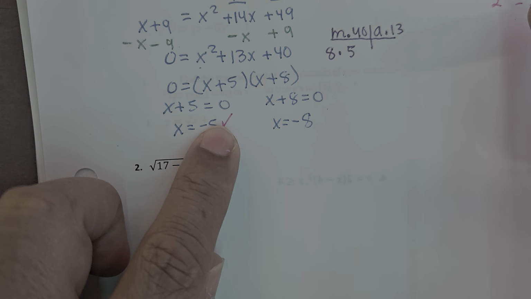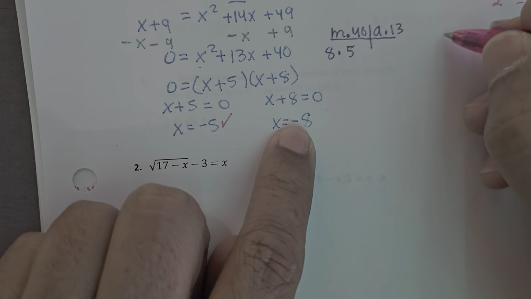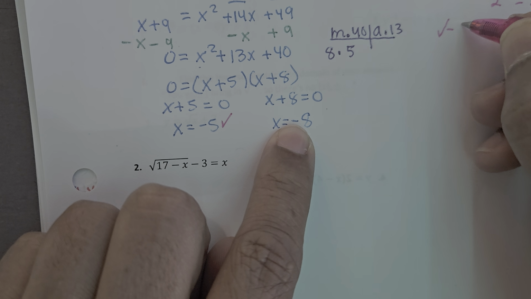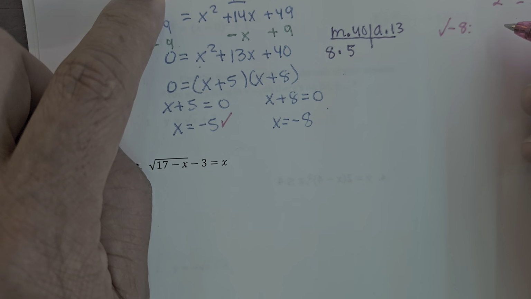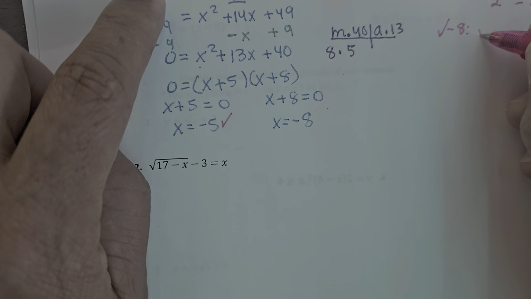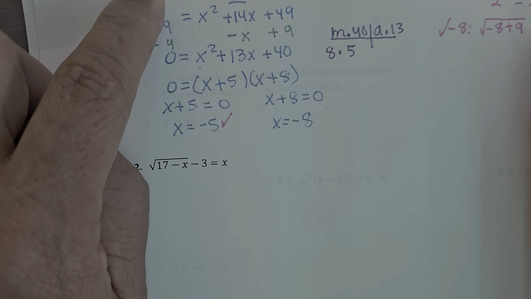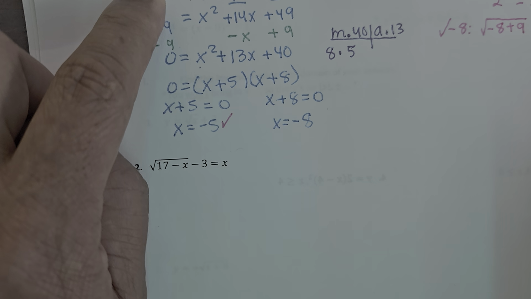That means I checked and it gave me a true statement. By the same reasoning, I'm going to check this solution. So check when x is negative 8. So again, go back to the original equation, and whatever you see on x, replace that x with a negative 8. So square root of negative 8 plus 9. Is this equal to, question mark about the equal sign, is this equal to negative 8 plus 7?